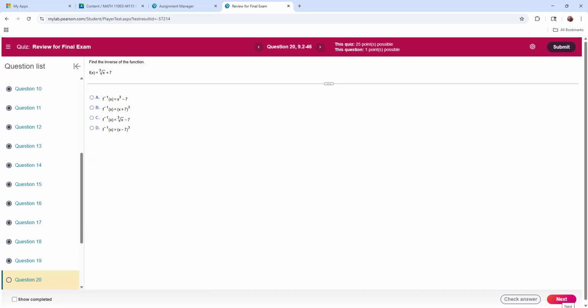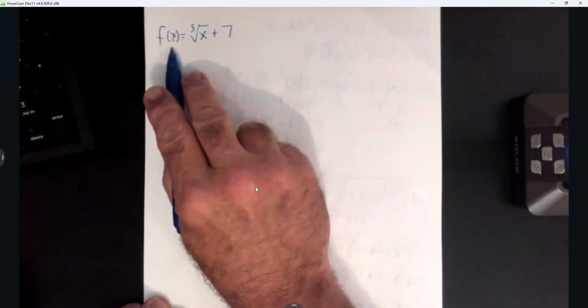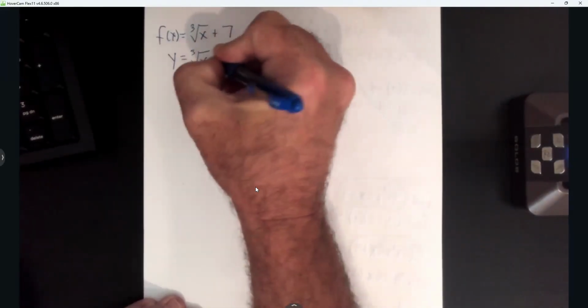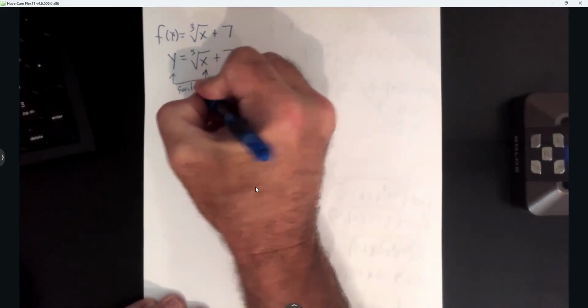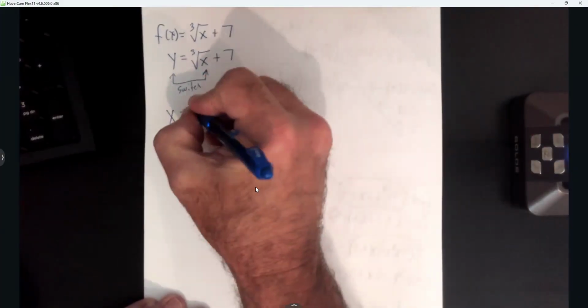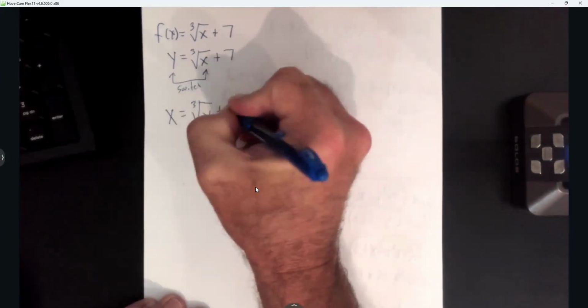All right, y'all, they want me to find the inverse. F of x equals a cube root of x plus 7. All righty, so inverses was from yesterday on that test. So they want me to find the inverse. The first thing I'm going to do is change f of x into a y. I'm going to switch the x and y. So switch those so that you get x equals a cube root of y plus 7.